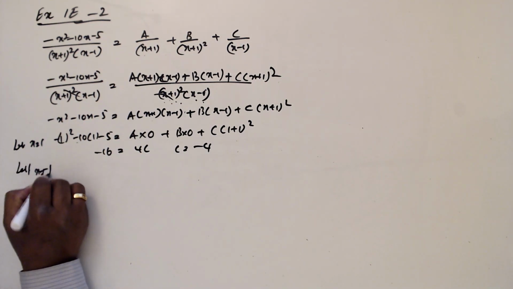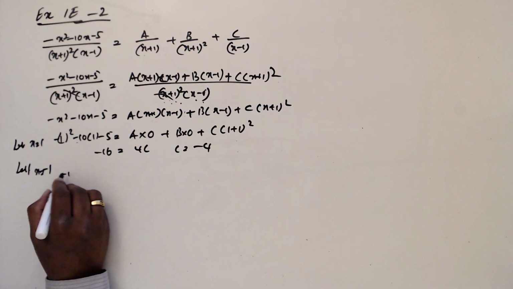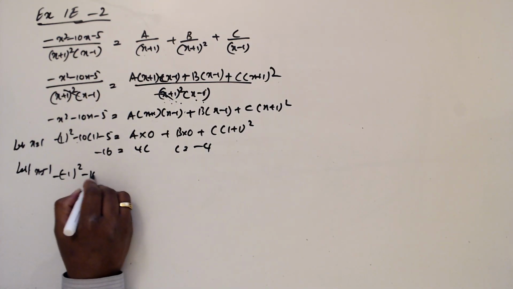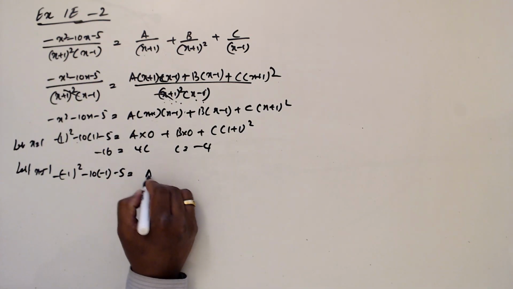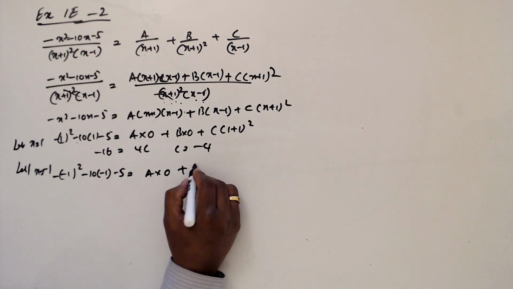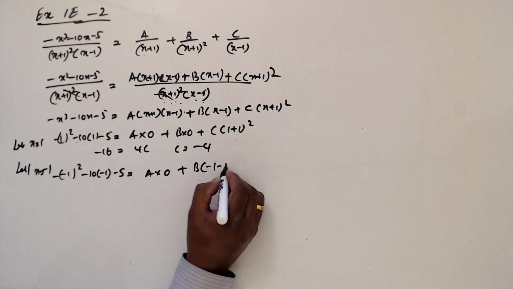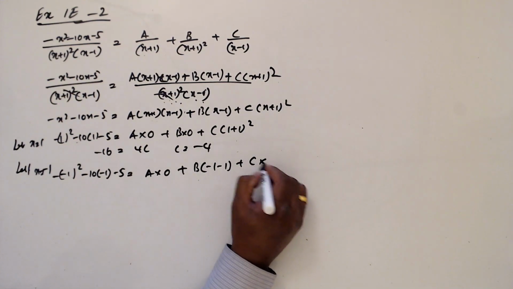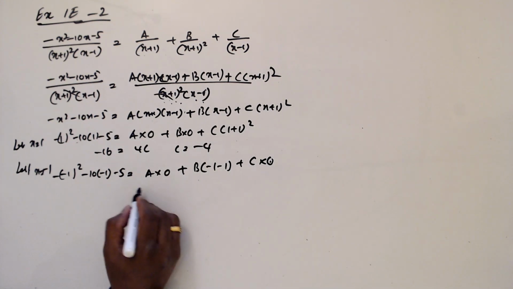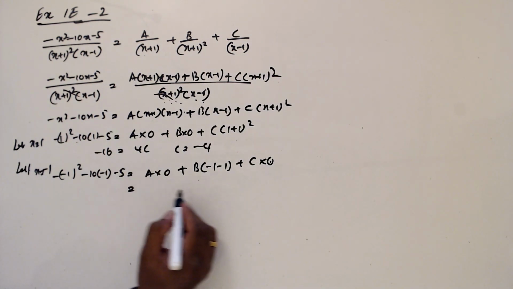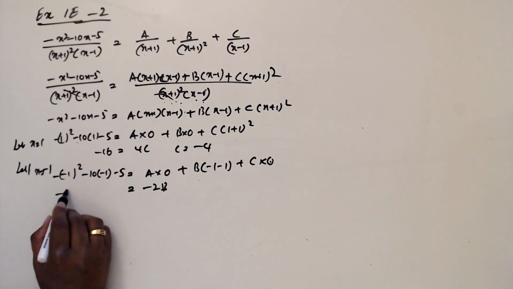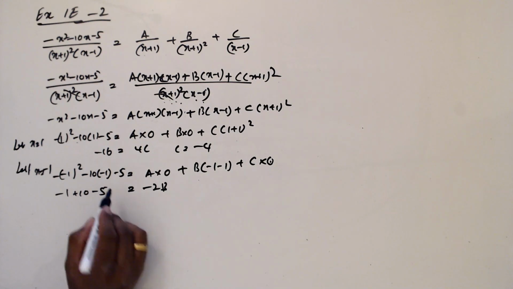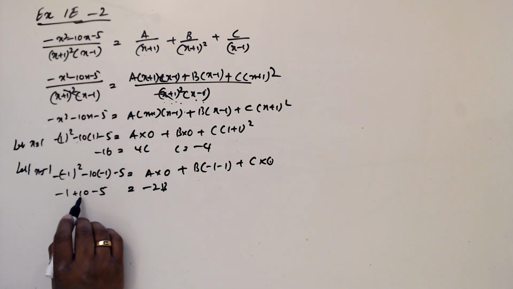Let x equal minus 1, then minus 1 squared, plus 1 minus 1 minus 5, equals A times 0 plus B times minus 1 minus 1 plus C times 0. Then this is going to be minus 2B, and this is minus 1 plus 1 minus 5, so this will make minus 5 over 2.